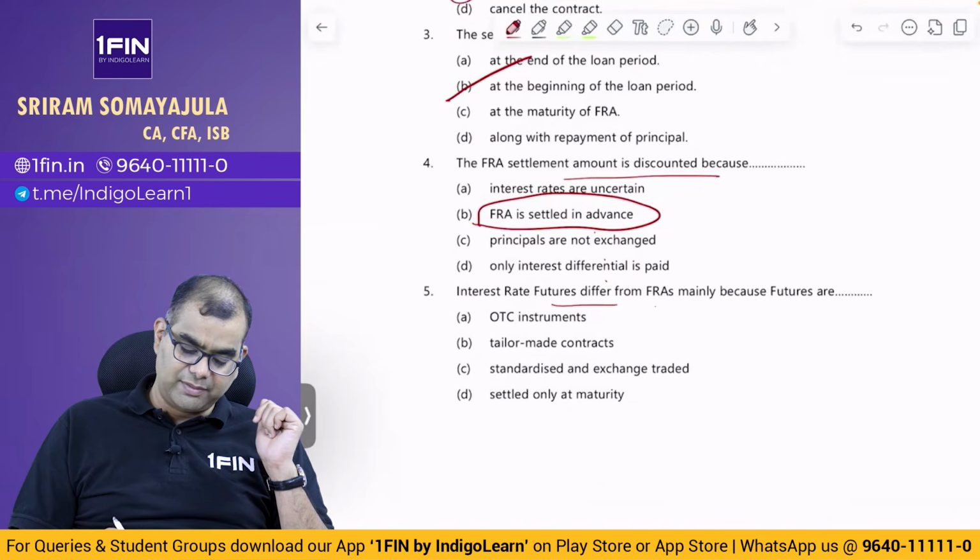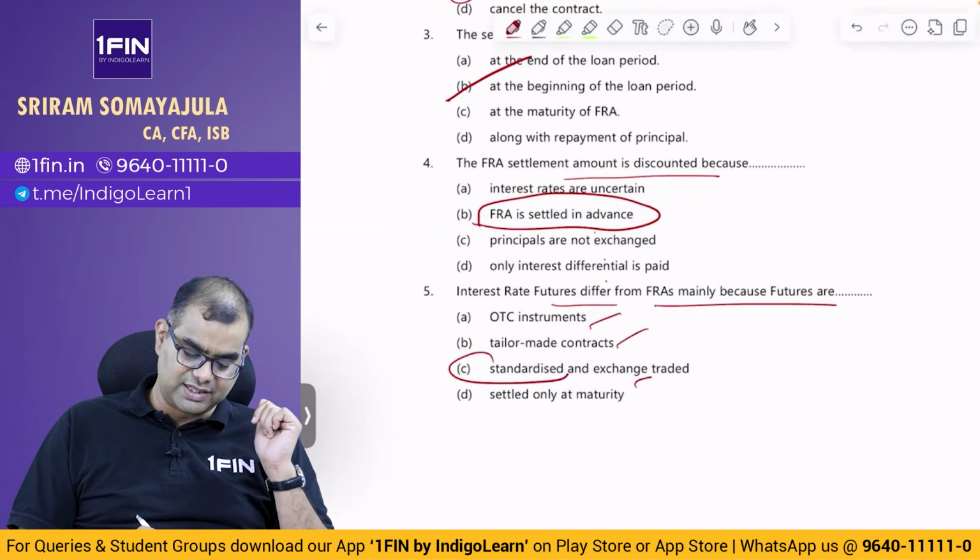Interest rate futures differ from FRA because futures are OTC instruments, tailor-made contracts, or standardized and exchange traded. Yes, standardized and exchange traded.